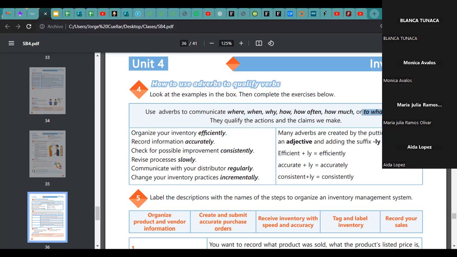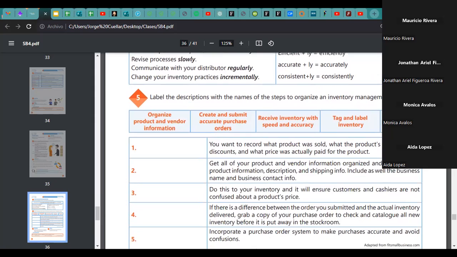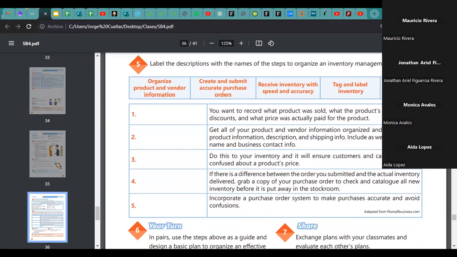And it says, many adverbs are created by putting together the adjective and adding the suffix ly. For example, efficient plus ly, efficiently. Accurate plus ly, accurately. Consistent plus ly, consistently. So yeah, you can transform an adjective into an adverb just by adding ly. Do you have any questions here? Not for me, teacher. Good. All right, so let's go to exercise number 5. So we're going to label the descriptions with the names and the steps to organize an inventory management system. So I will give you a few minutes for you to check into that one.